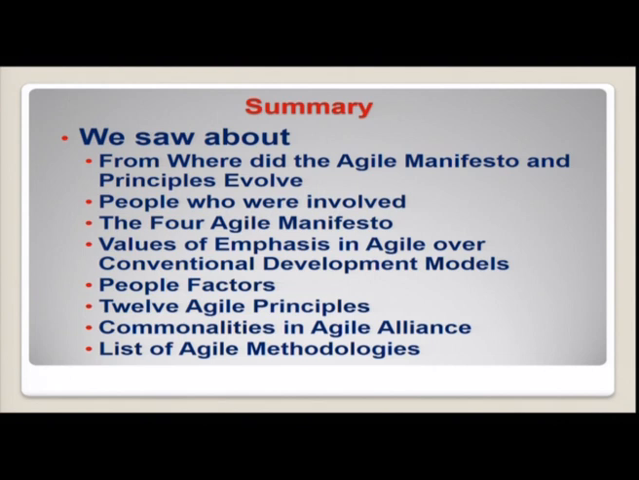Now let us summarize this session. We saw where the agile manifesto and the principles evolved from. We saw who the people involved in formulating the agile manifesto and agile principles were. We saw the four different agile manifesto values of emphasis in agile over conventional development models. We saw the people factors. We saw 12 different agile principles, and then we listed the agile methods.